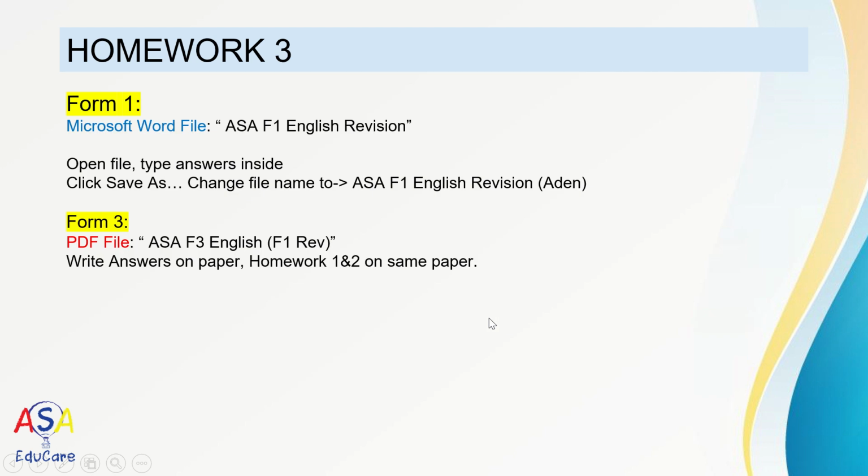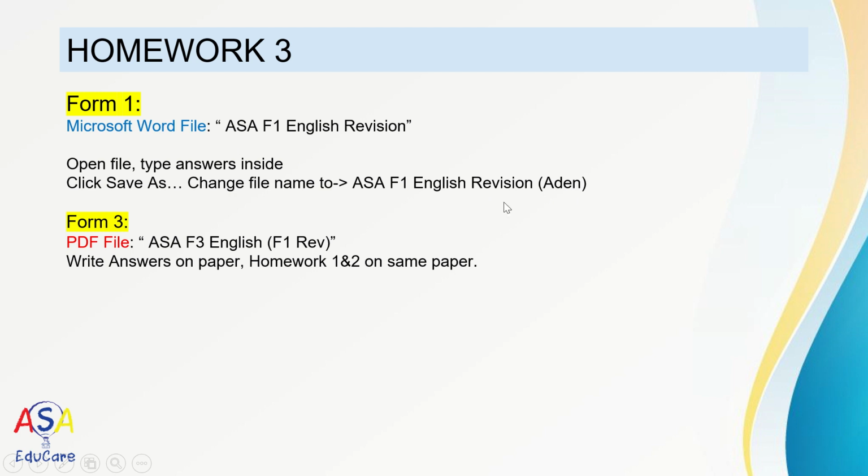Okay, homework 3. This is not a paper 2 homework, it's a paper 1 homework. From the ASA Facebook, you are able to find a Microsoft Word file. For Form 1, it's called ASA Form 1 English Revision. You should be able to find it there. Open the file, type the answers inside, and then save as a different file name. Don't rewrite the file format.